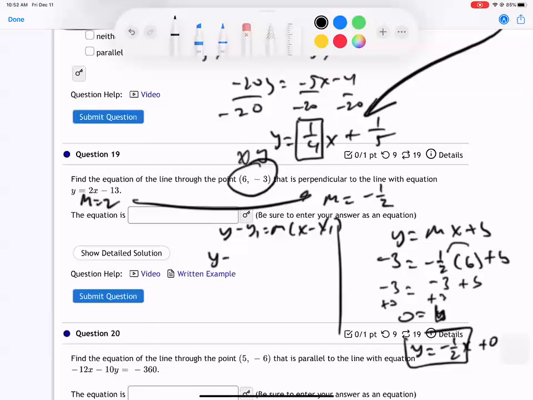Y minus 3, so minus minus is going to be a positive 3 to save ourselves some time. Our m, we said, is going to be negative 1/2, and then x minus 6. All right, we're going to multiply the 1/2 across. Y plus 3 is equal to negative 1/2 x. Negative times negative is a positive, and 6 divided by 2 is 3.